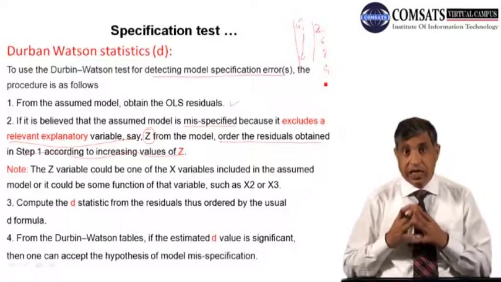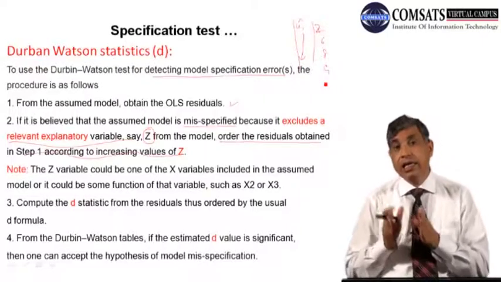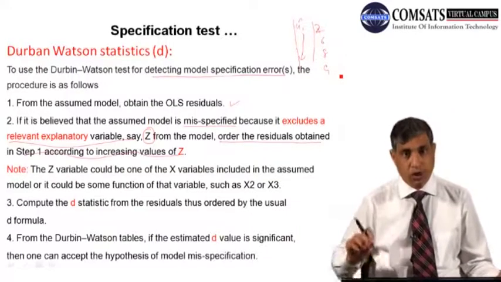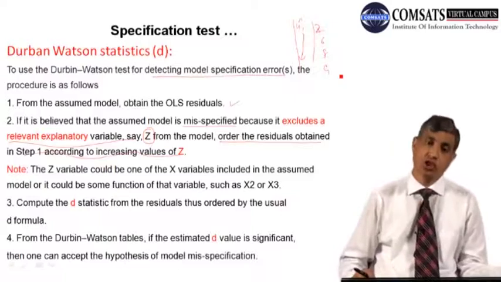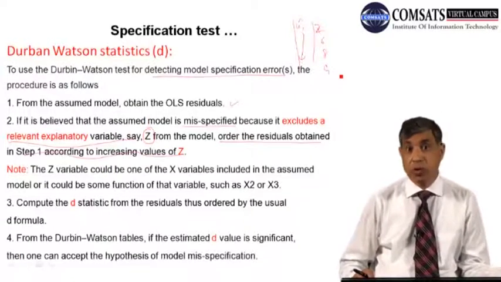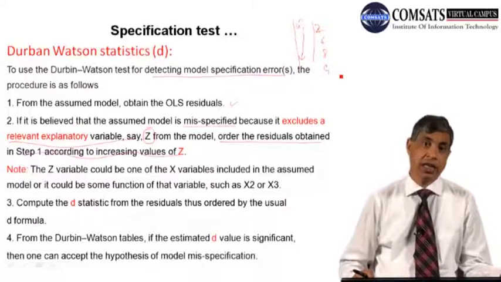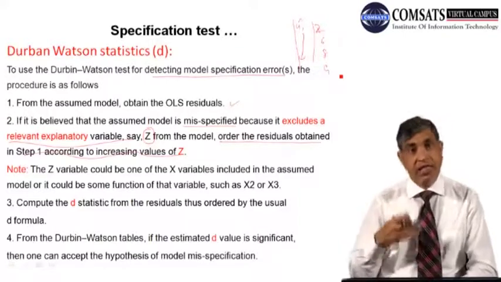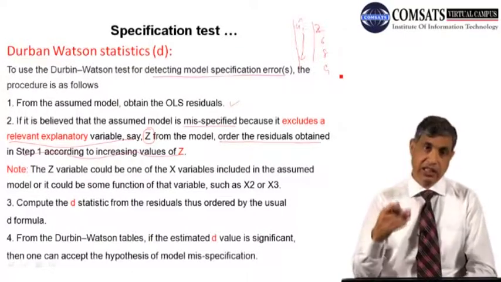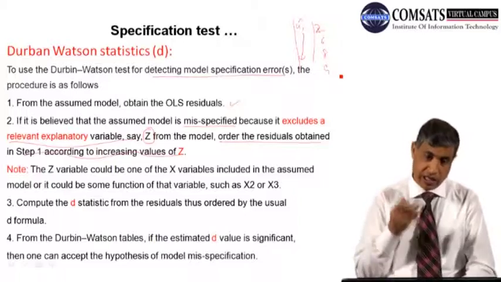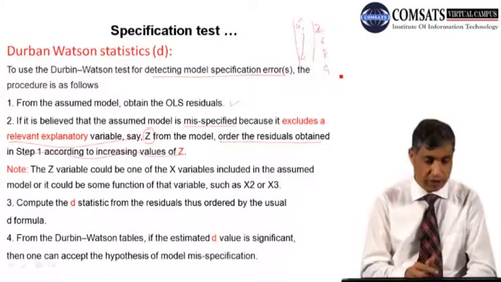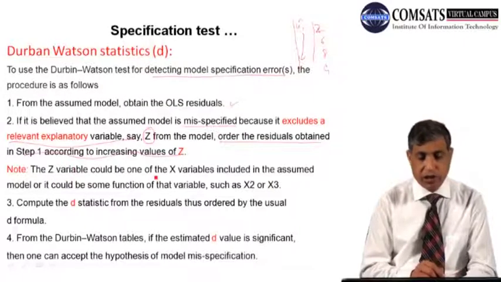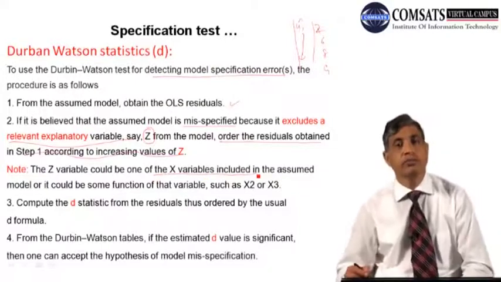First, what we said, Durbin-Watson statistics in the context of model specification bias. First, take the model, run the OLS regression, obtain the residual, and now suspect that there is some variable Z that is missing in the data, and now arrange the values of Z and û_i. First arrange the values of Z as an increasing number, and similarly arrange the values of û_i.